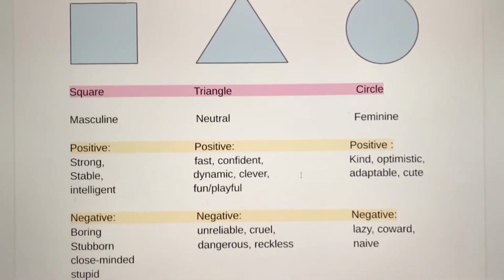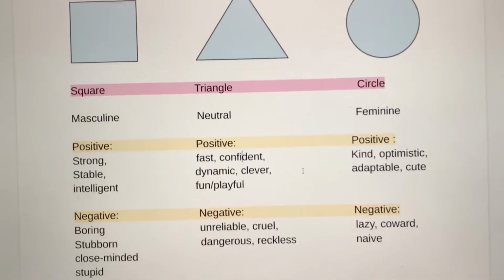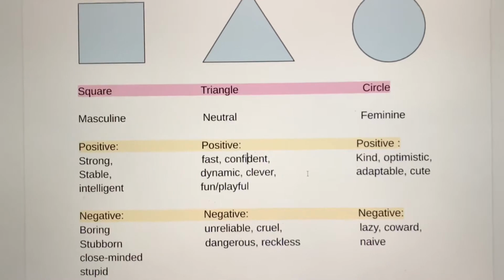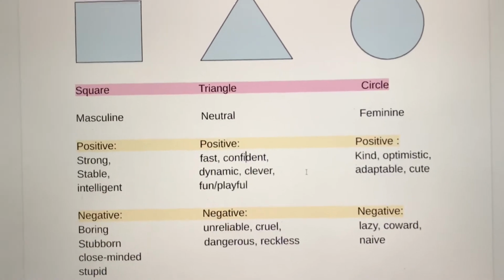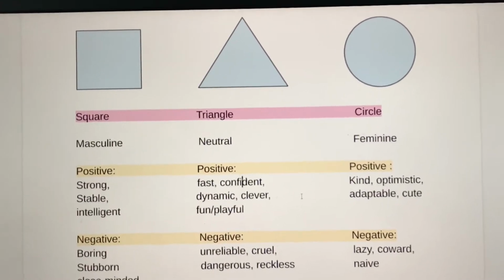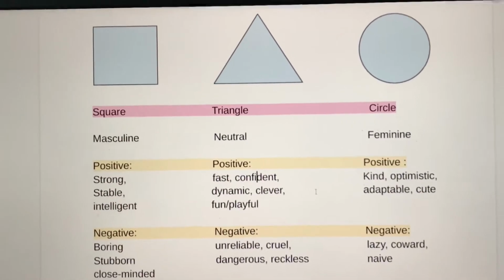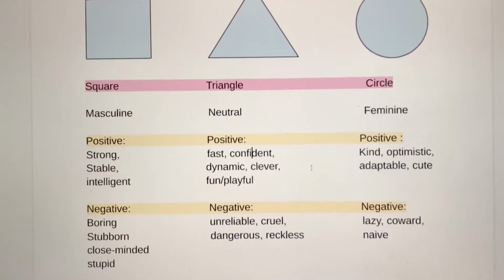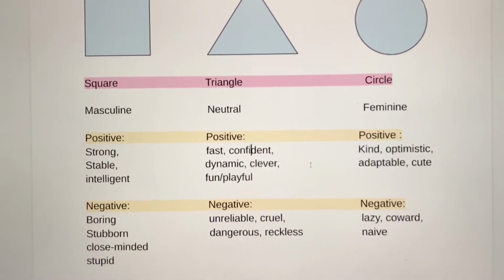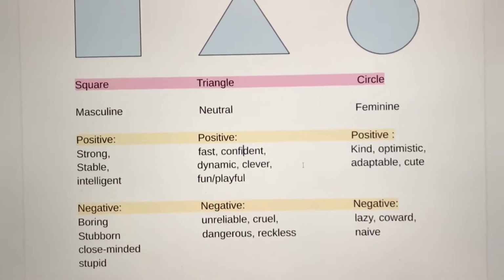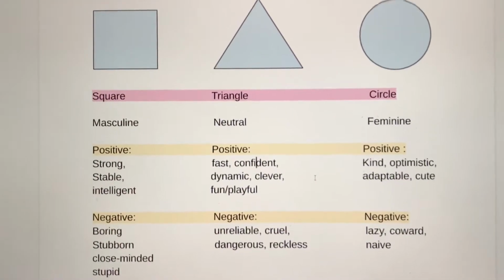A circle can show that a character is kind, optimistic, adaptable, cute. Again, it's a very feminine shape, so it's used a lot in characters like babies and characters that are just very approachable. But a character could also be lazy, a coward, or naive. So these are some things to keep in mind.